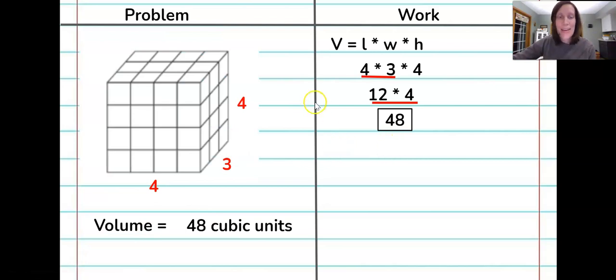So you can see that again. On yours, all you need to have is volume equals 48 cubic units on the left. You don't have to have the picture, but you do have to have all of this work. Volume equals length times width times height, and then the measurements we used to find the volume of this rectangular prism. Then go ahead and draw your horizontal line, and we're going to do one more.